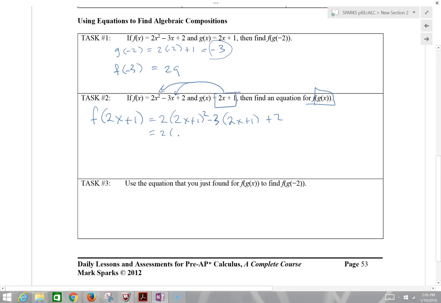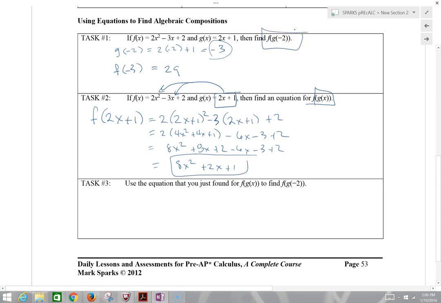2 times 2x plus 1 squared is 8x squared plus 8x plus 2, minus 6x minus 3, plus 2, and I get 8x squared plus 2x plus 1. So this is f of g of x, and this up here is f of g of negative 2.